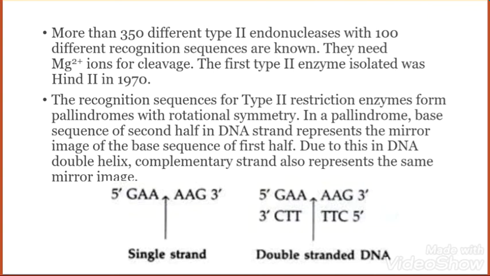Next, more than 350 different type 2 endonucleases with 100 different recognition sequences are known. They need Mg2+ ions for cleavage. The first type 2 enzyme isolated was HindII in 1970. So for the cleavage, these enzymes require Mg2+ ions.